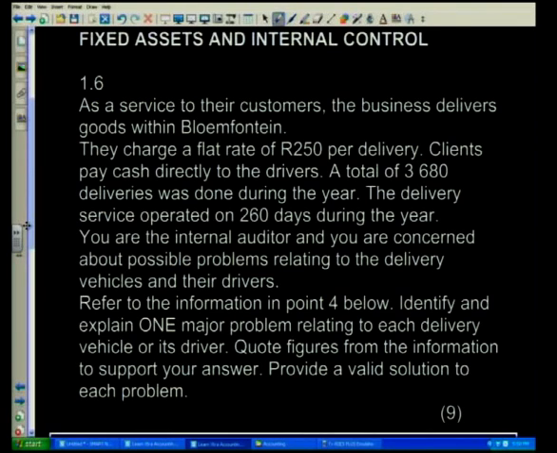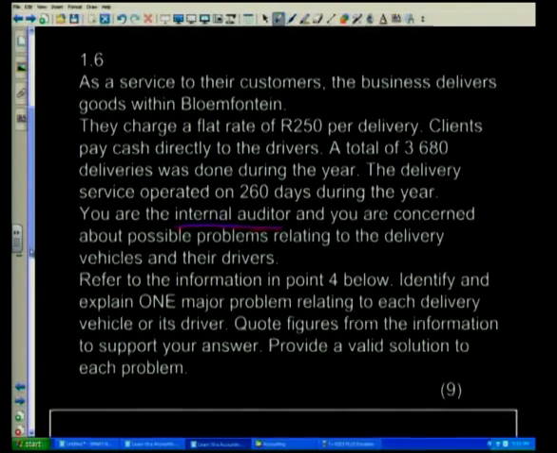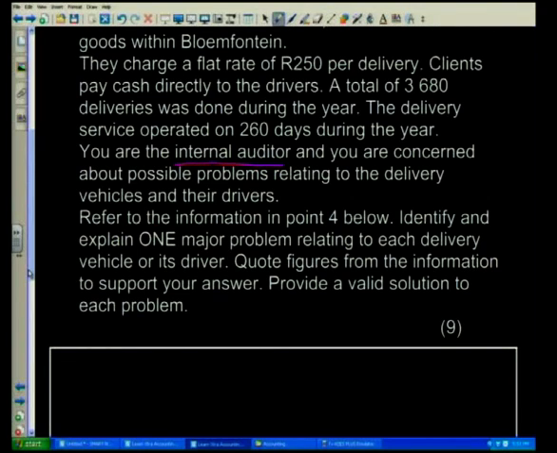The delivery service operated on 260 days during the year, and now, in this question, you have to put yourselves in the shoes of the internal auditor. You're supposed to try and determine what problems there are relating to the delivery vehicles as well as their drivers. The question asks you to refer to the information in point 4, and you are to identify and explain one major problem relating to each vehicle or to its driver.